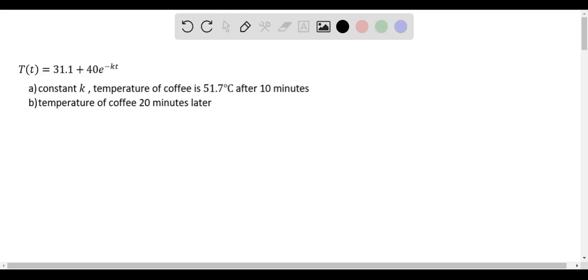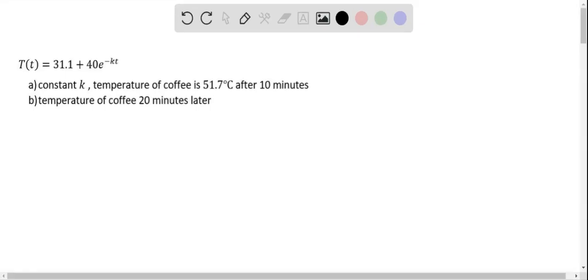Here we are given this equation T(t), where T(t) represents the temperature of the coffee t minutes after it has been poured. It is given as 31.1 plus 40e^(-kt). This is in degrees centigrade. And we have to answer these two questions.